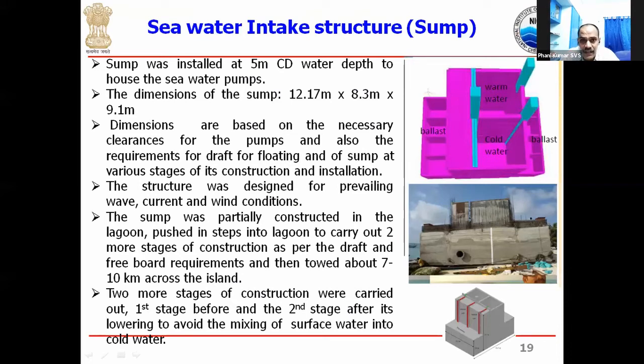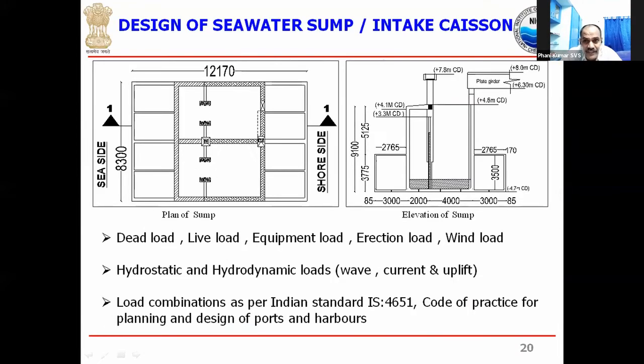Basically, it is a 12 meter by 8 meter sump with a height of around 9 meters. The initial construction is around 2.5 meters to 3 meters with all the internal walls, in such a way that after we install, we will be able to dewater to the minimum and then raise the internal walls. And the final constructed sump will be for a height of around 9 meters. This is the plan view and elevation for the sump.